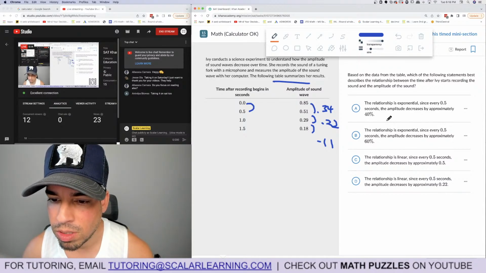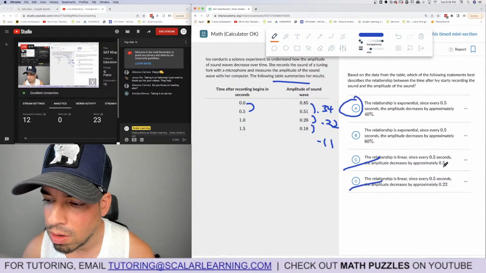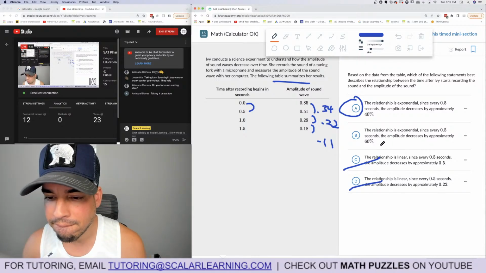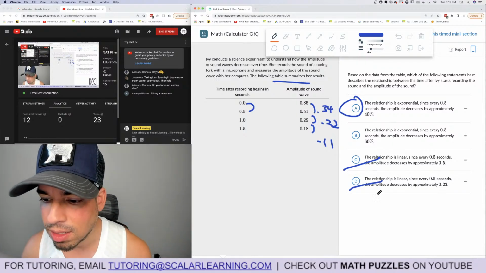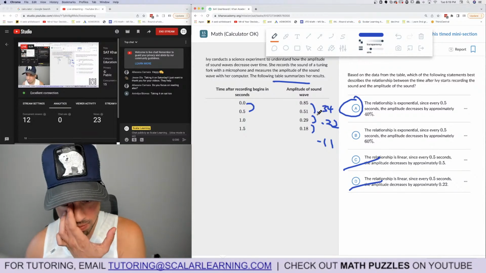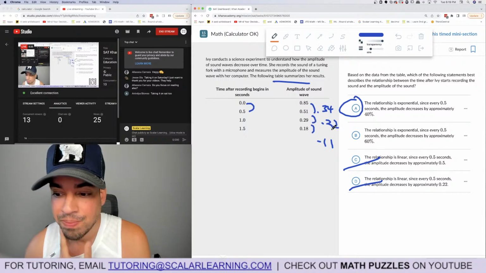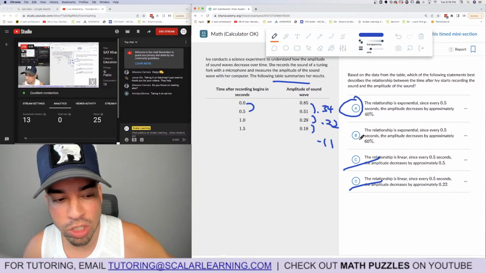Is it 40% or? Yeah, it's probably this one. It's not linear because it's not going down by 0.5. See, it's going down by less than that. It's not 0.22 either. It's 0.22 here, but here it's more and here it's less. I think 60% is too much because it's more than half.